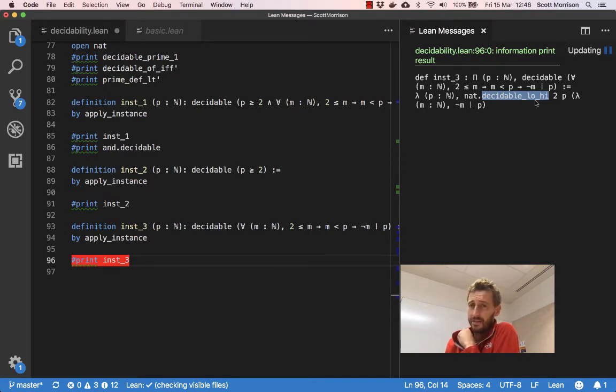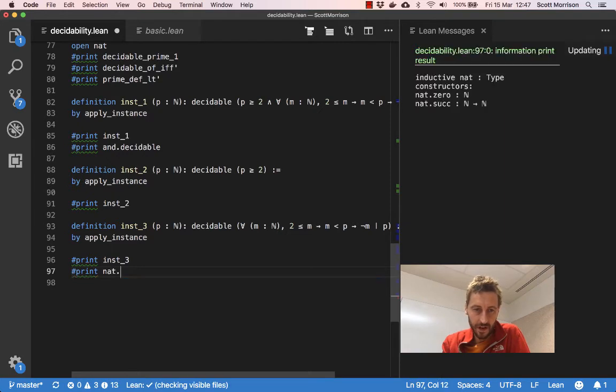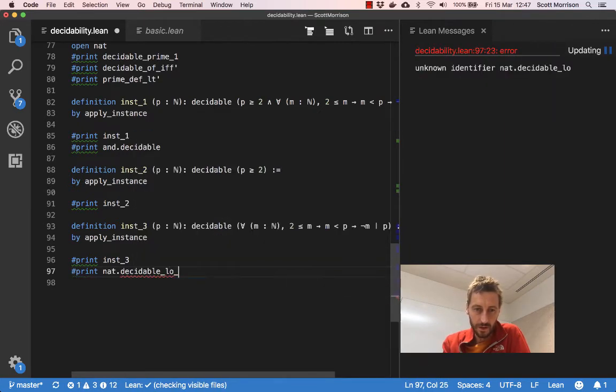Can anyone have a guess? What? Yeah, exactly. It's saying that if you've got some predicate on the natural numbers, for example, it's not the case that m divides p, and that happens to be decidable for a fixed value of m, and it's decidable for all p, then it's also decidable if you think about m ranging over some finite range of possible values. So let's have a look at what it actually says. Nat.decidable low high.